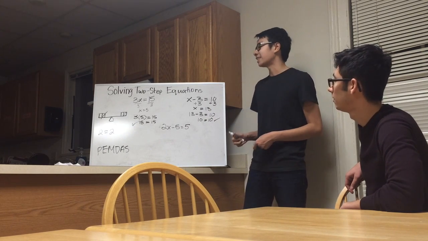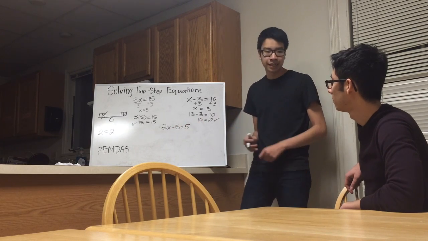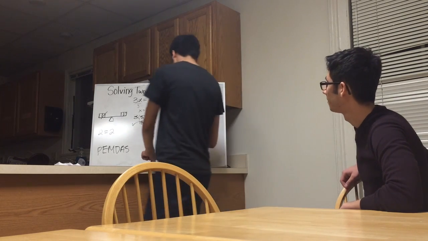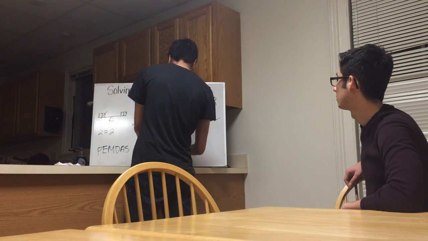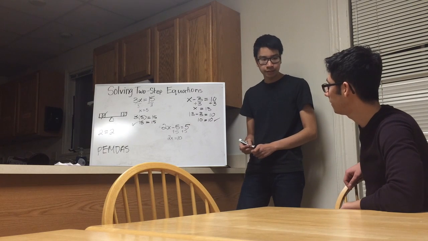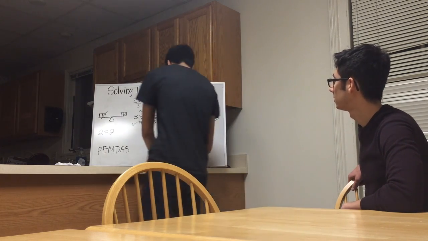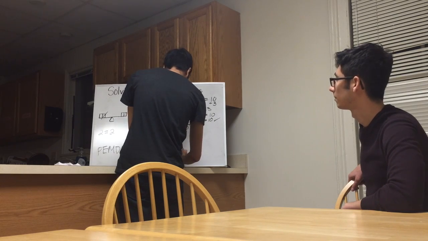Add 5. Yes, okay. So when you add 5 to the left-hand side, what do you do to the right-hand side? Add 5. Yes. So you're left with 2x equals 10. And how do you isolate the x value? You divide by 2 on both sides. Yes, to both sides. That's good. So you get x equals 5.